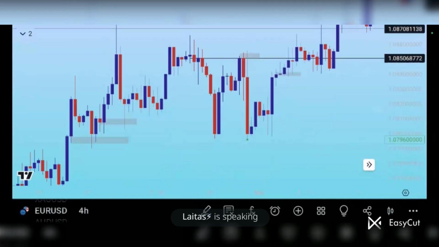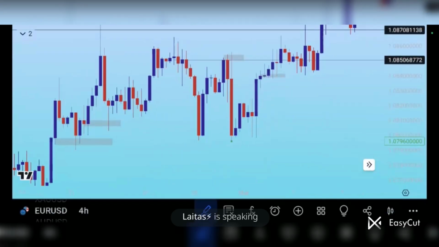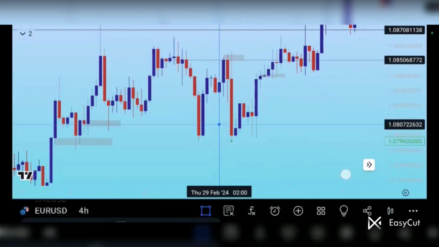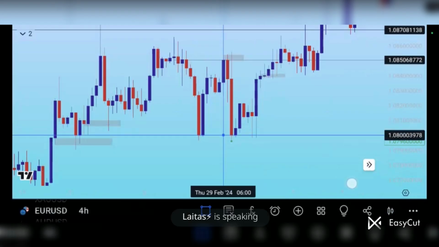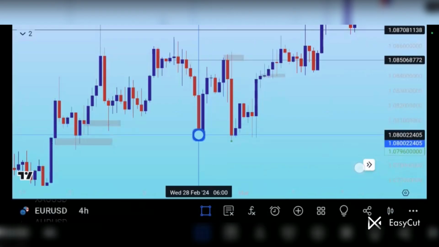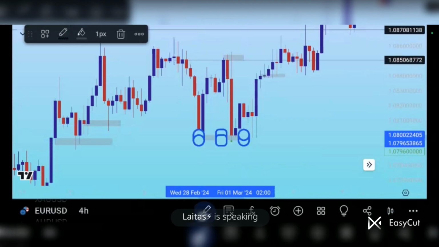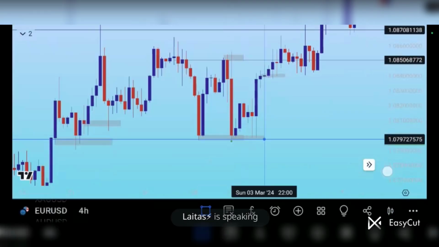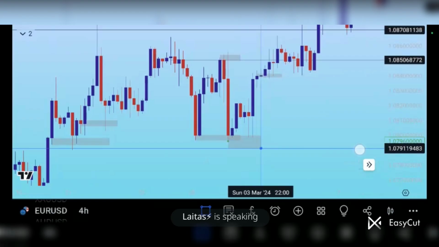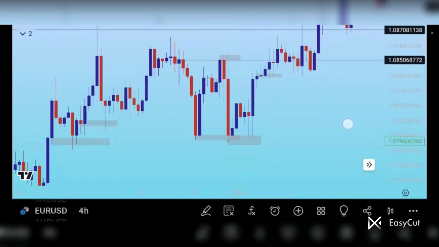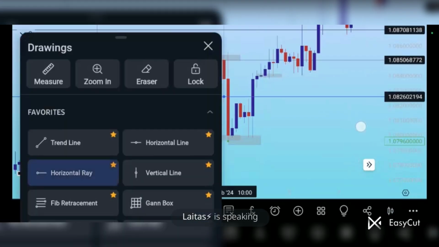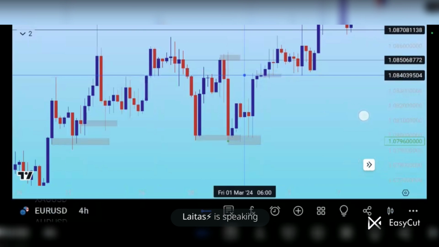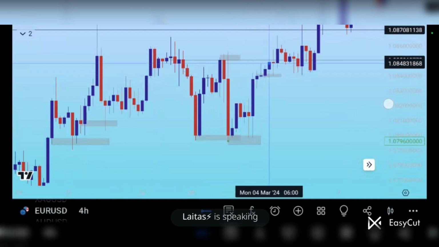Reversal, slow it down. You see, for reversal to here, rejecting from this place, reversal, also from here, and here we can see it as continuation. You see, continuation, continuation.